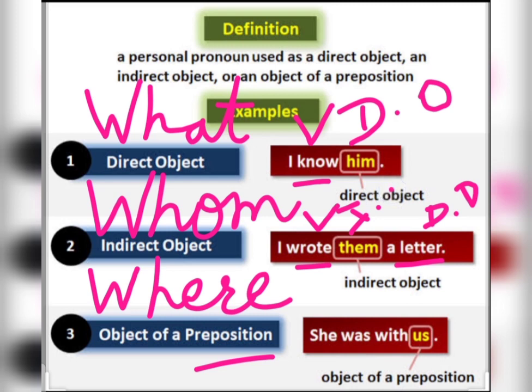Now let's see the third example. She was with us. Here the preposition is what? With. Okay, so ask the question with where. Where was she? She was with us. So us is an object of preposition.